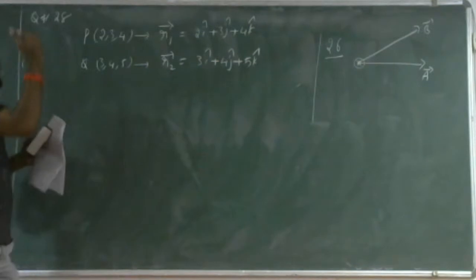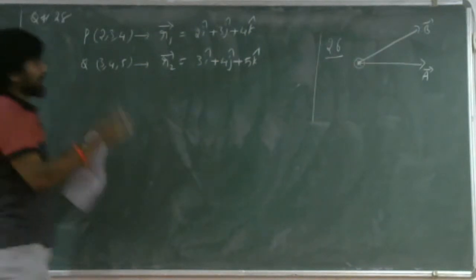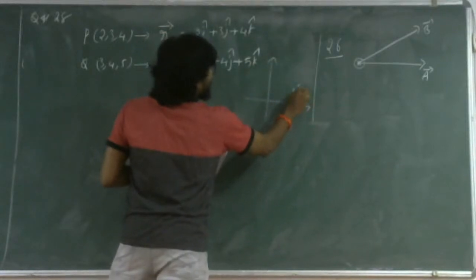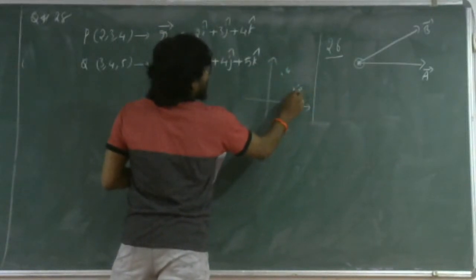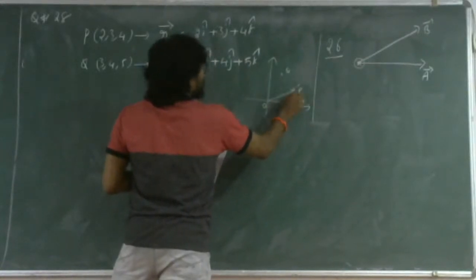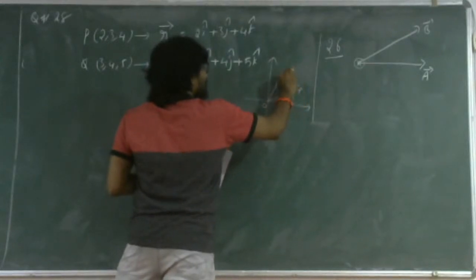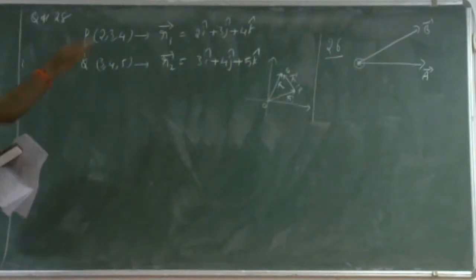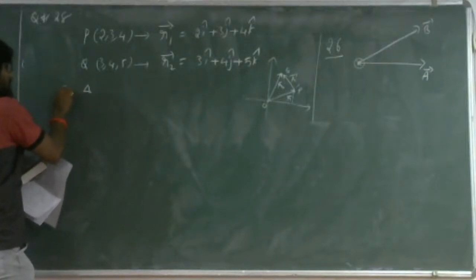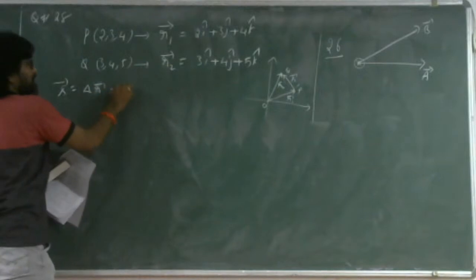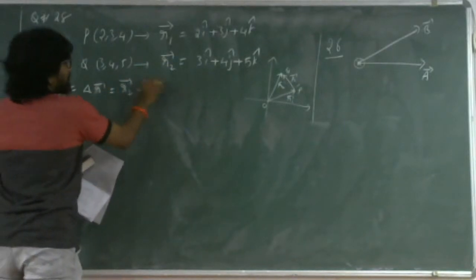So if a particle has moved from initial to final position in the XY plane, like this, this is point P, this is point Q. The particle initially is at this point, so its position vector is R1 vector. It moved from here to here, so now the position vector is R2 vector. This will be called the displacement vector, S vector, or delta R vector, which is equal to R2 minus R1. So displacement vector is final position minus initial position vector.